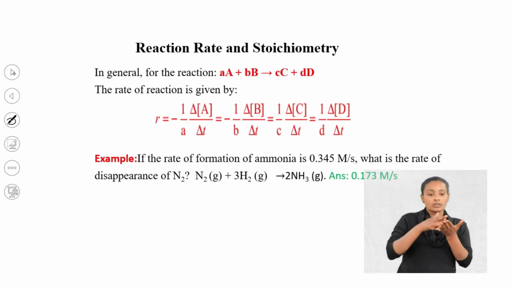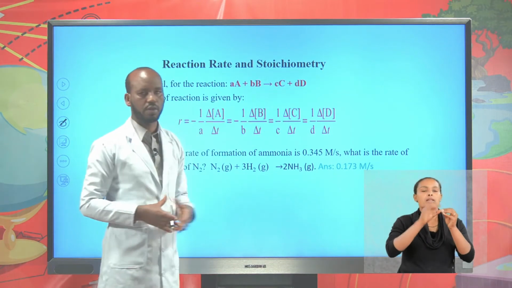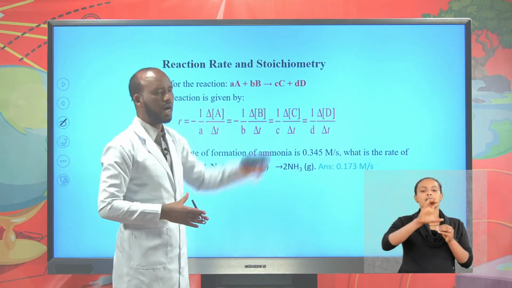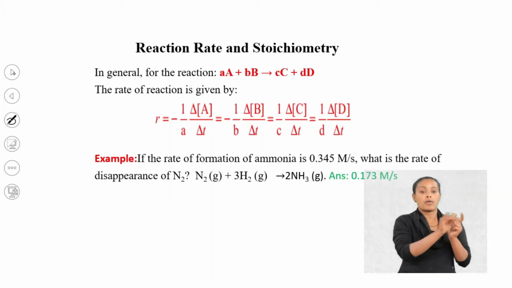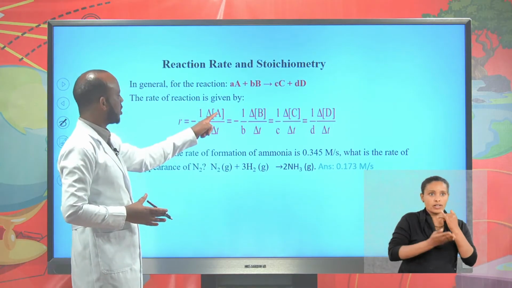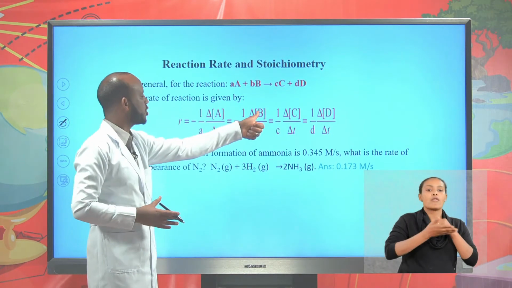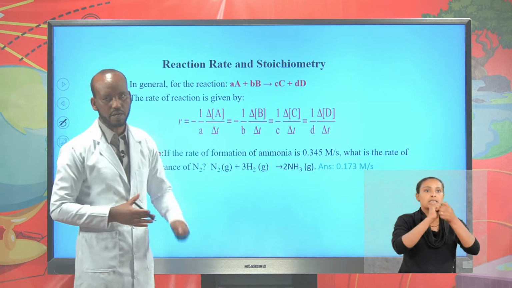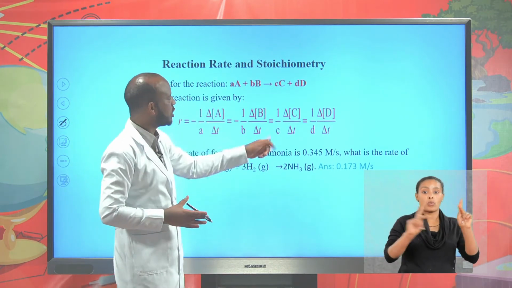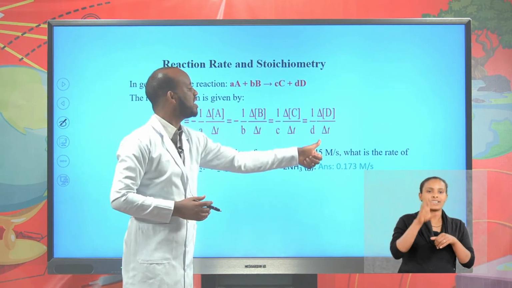Reaction rates and stoichiometry. In general, for the reaction aA plus bB to form cC plus dD, where a, b, c, and d are stoichiometric coefficients, the rate of the reaction is given by, in terms of reactant, rate equals minus 1 over a change in concentration of A divided by change in time, equals minus 1 over b change in concentration of B divided by change in time, equals, in terms of product, 1 over c change in concentration of C divided by change in time, equals 1 over d change in concentration of D divided by change in time.